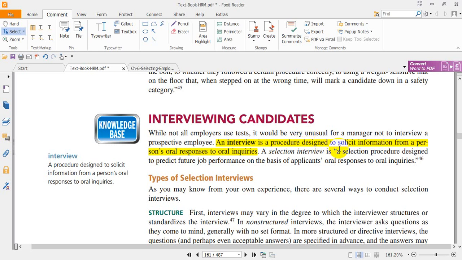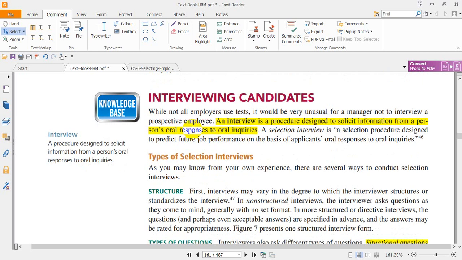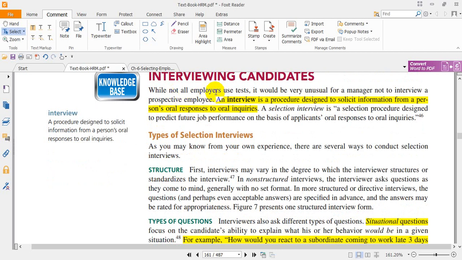Now in this part we talk about the interview of candidates. Not all employers use tests. It would be very unusual for a manager not to interview a prospective employee. If we don't use tests, we need to make an interview, or we can use both, test and interview.